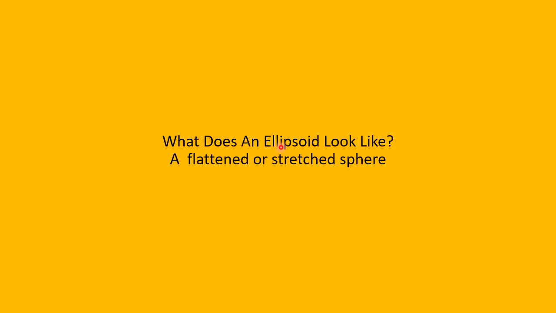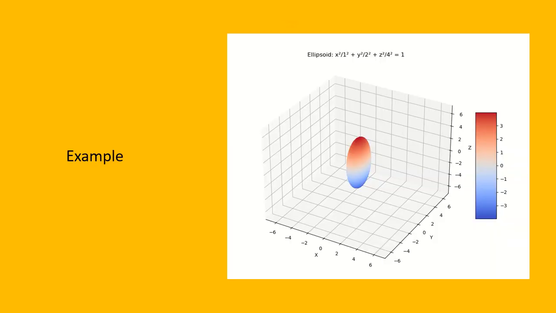So what does an ellipsoid look like? Well, it looks kind of like a flattened or stretched sphere. We will see several examples of this very quickly. Here we have the ellipsoid x squared divided by 1 squared plus y squared divided by 2 squared plus z squared divided by 4 squared equals 1.